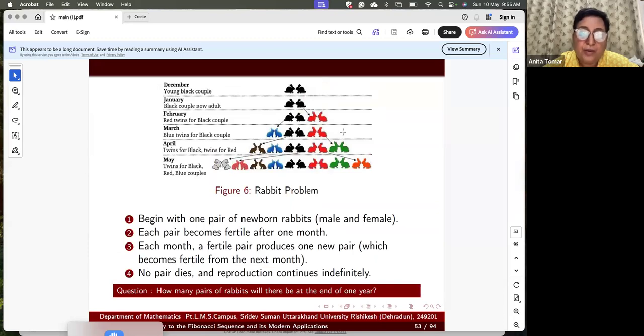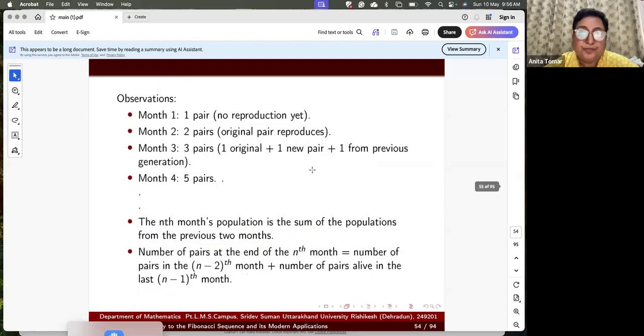So this is the rabbit problem. We begin with one pair of newborn rabbits, male and female. Each pair becomes fertile after 1 month. So after 1 month it is the same. Each month a fertile pair produces one new pair which becomes fertile from the next month. So this pair gave birth to this. No pair dies and reproduction continues. So again this pair gave birth to this. So we get 3. This pair gave birth to this, this pair gave birth to this. So we get 5 pairs. Then again next time, we get 8 pairs.